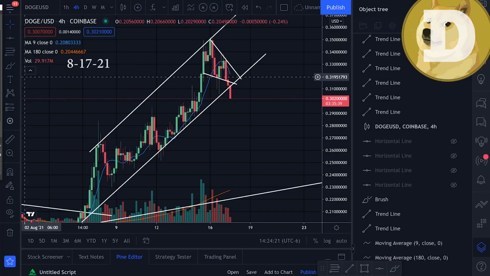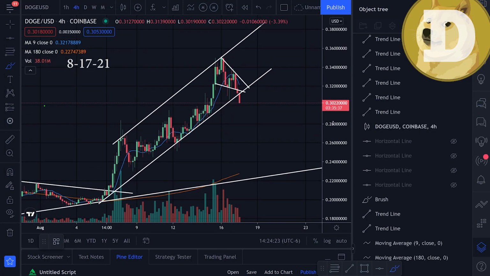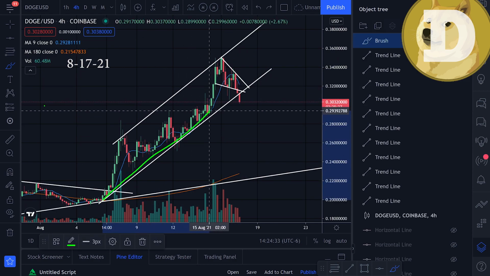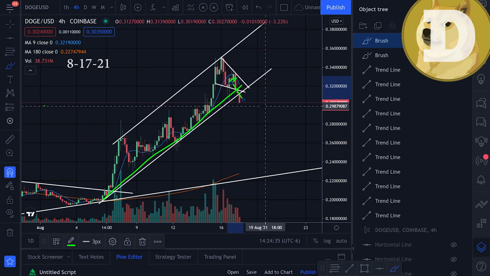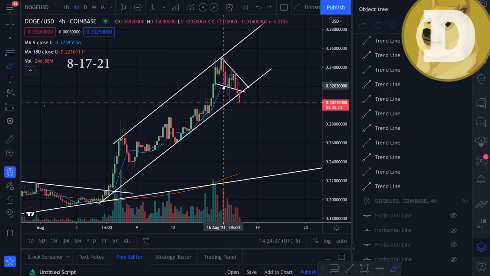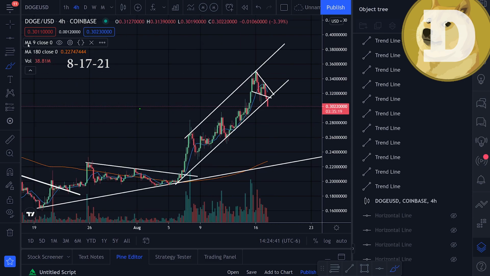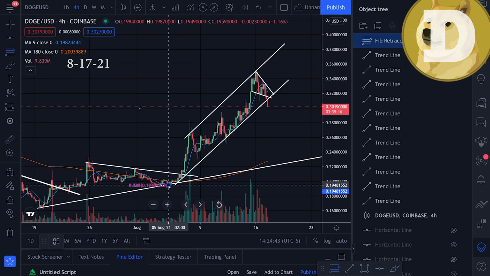Let's take a look at the chart action for Dogecoin. Alright, so in my last couple videos, we've been watching this uptrend going something like this. We were watching this trend line right here, and I said until we break this to the downside, I'm expecting it to go up, and we actually broke it to the downside.